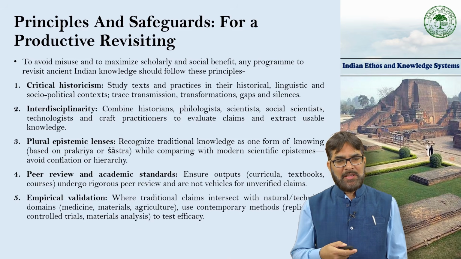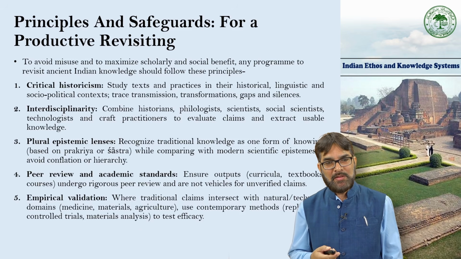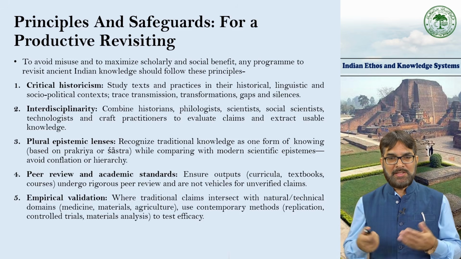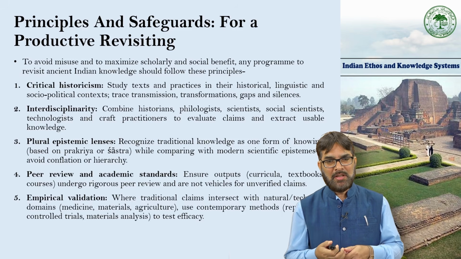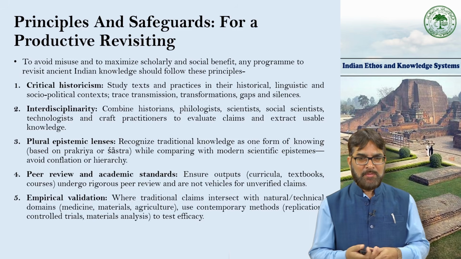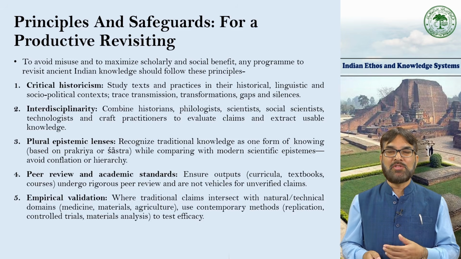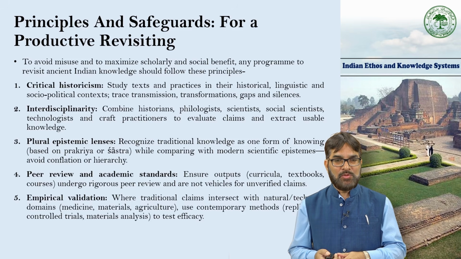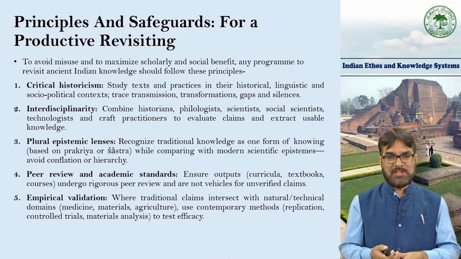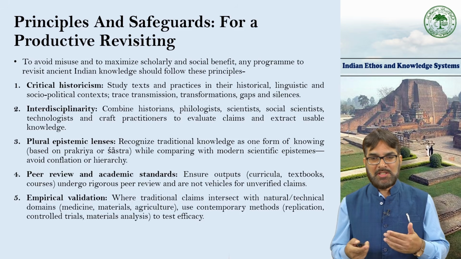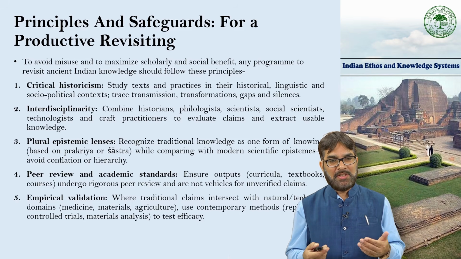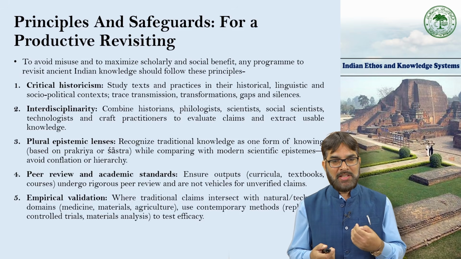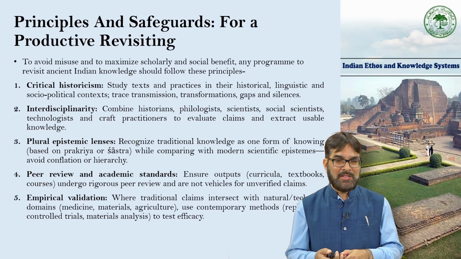silences. Then interdisciplinarity is a very important principle, where it combines histories, philosophies, sciences, social sciences, technologies, and craft practitioners. They should come together on one platform to evaluate claims and extract usable knowledge, so that it is converted into usable knowledge. Then plural epistemic lenses. This is one of the principles. It recognizes traditional knowledge as one form of knowing based on prakriya or shastra. While comparing with modern scientific epistemes, it should avoid conflation or hierarchy.